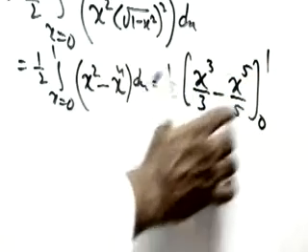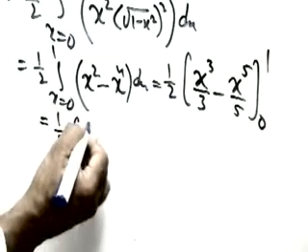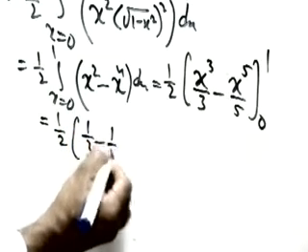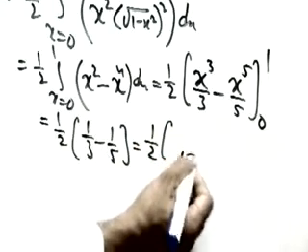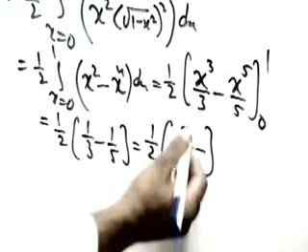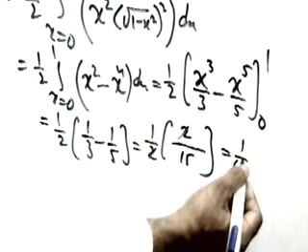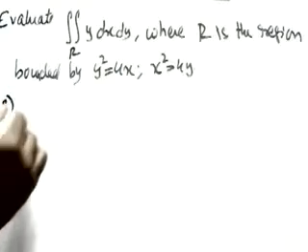Now we have to write limits here, 0 to 1. The lower limit will become 0, just substitute the upper limit. So this will become 1 by 2 into, upper limit is 1, 1 by 3 minus 1 by 5. Now take the LCM, 1 by 2 into LCM is 15. So you get 5 here, 3 here, 5 minus 3 is 2. So 2 will get cancelled, this is 1 by 15.